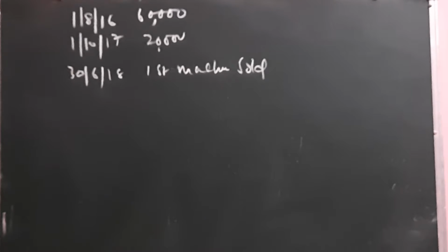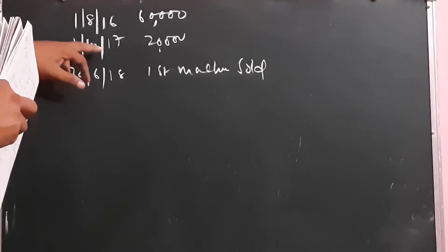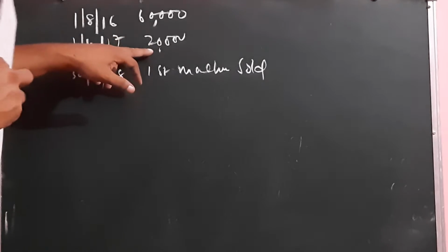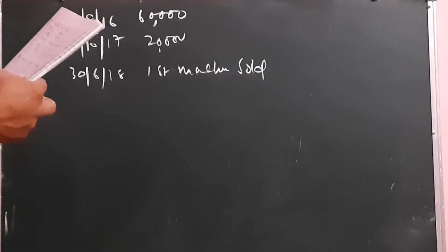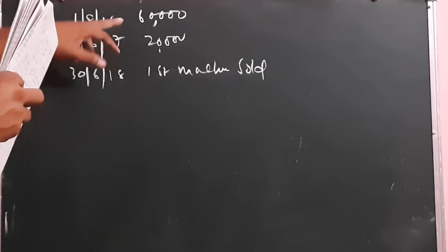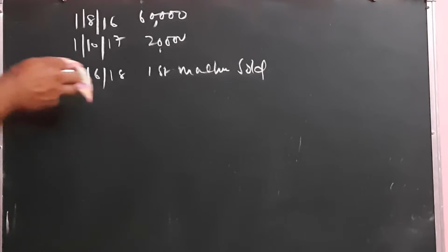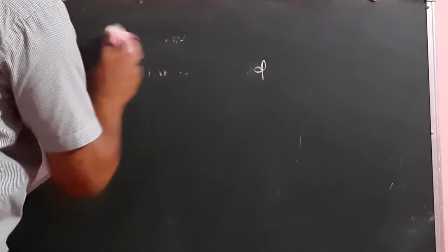So as per the date-wise, on 1st August 2016 purchased a machine for 60,000, on 1st October 2017 purchased another machine for 20,000, adding CGST and SGST 6%. On 30 June 18 the first machine was sold, for 38,500. Based on this information, now I am going to solve this question, and this is question number 12 in the textbook of TS Grewal. So we can find out the amount for which I have sold it.